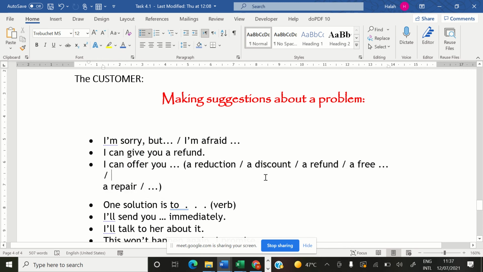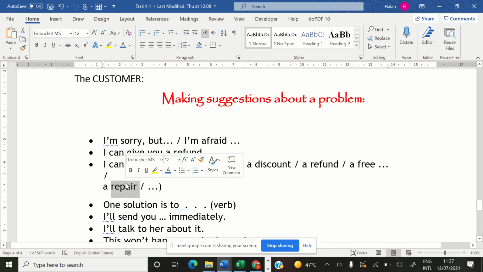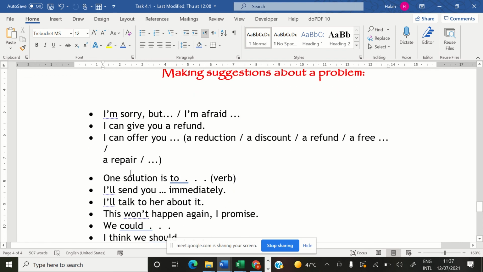A discount lets the customer pay less, a refund means you give him his money back, a reduction means you reduce the amount he has to pay, a freebie is something you do not pay money for, and a repair is for something you have a problem with, something not working.